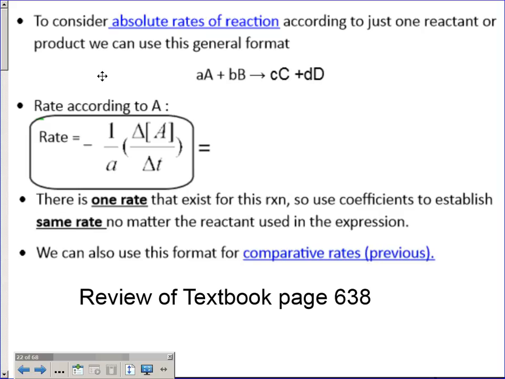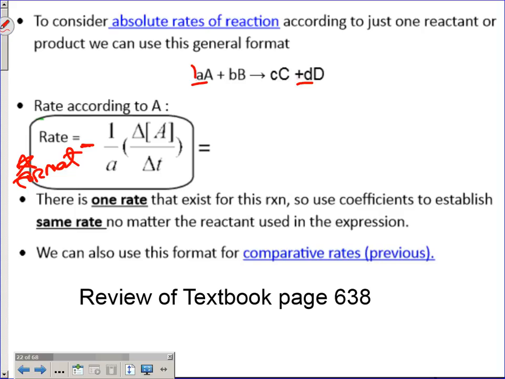So absolute rates can be indicated by rate, like the true rate value is equal to -1 over a, where little a is a coefficient, with respect to the change of concentration of a reactant over the change in time. So this is just a format we will actually be talking about a little bit more today. But if you were doing this in relationship to a product, what would the relationship of A be to D? Well, you'd relate through coefficients because as A is consumed, D is made.